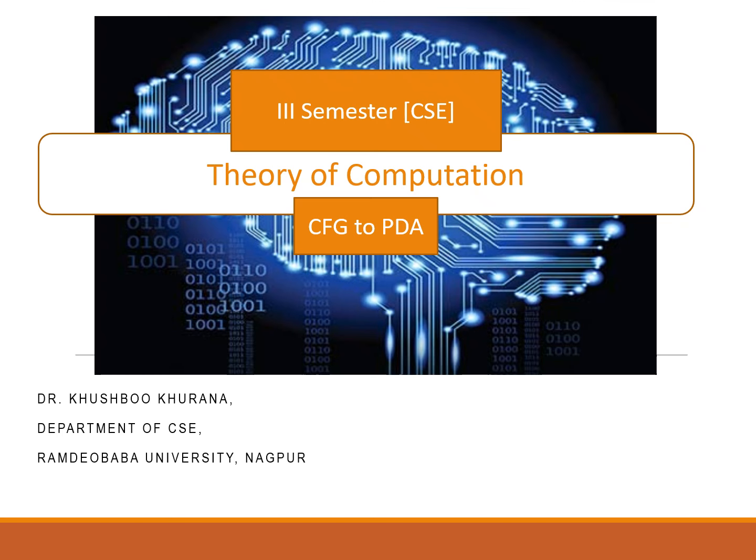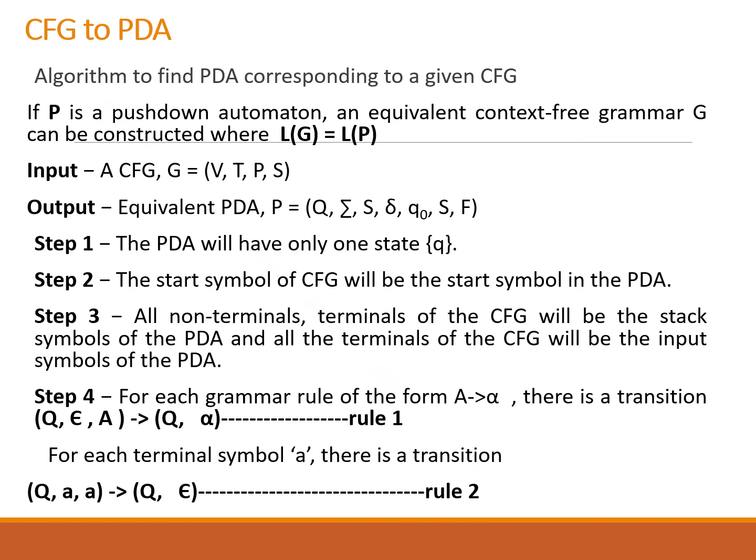Hello everyone. So the topic for today's discussion is conversion of context-free grammar to push-down automata. To convert any given context-free grammar to the corresponding push-down automata that can accept it, here is the set of rules. If this is the given set of rules for the context-free grammar G, the PDA would be obtained as this. Here V is the non-terminals, Σ the terminals, P is the production rules, and S is the starting symbol.